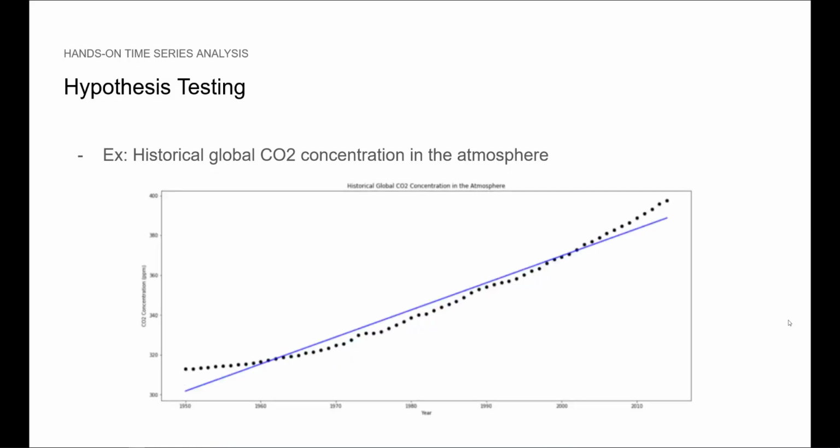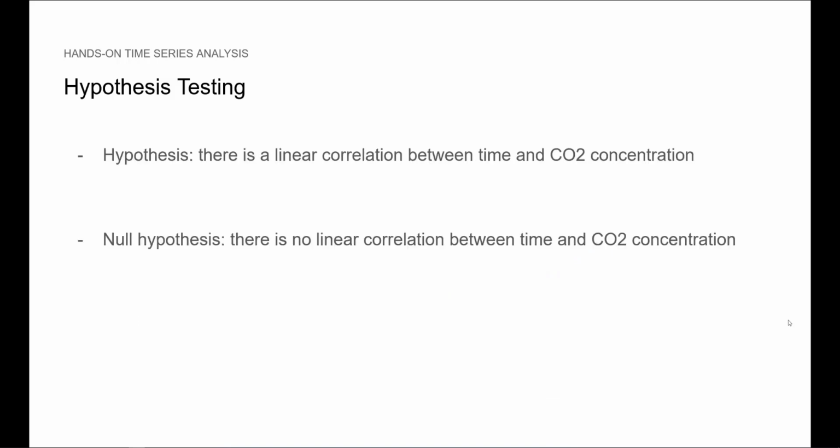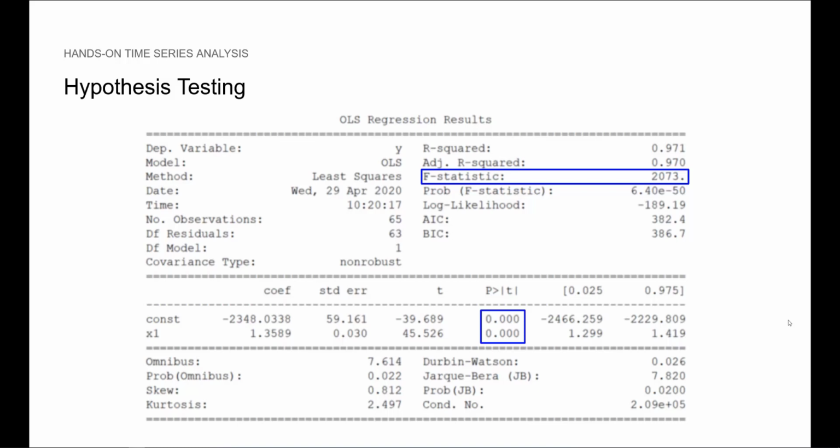Now suppose that we fit a straight line. Note that we will work this example in Python in the next lesson. Then our hypothesis is that there is a linear correlation between time and CO2 concentration. Therefore, the null hypothesis is that there is no linear correlation between time and CO2 concentration. Then we can run some tests to see if there is statistical significance or not. In this case, the F statistic is large and the p-value for our parameters are less than 0.05. Therefore, we can assume that there is statistical significance and reject the null hypothesis.